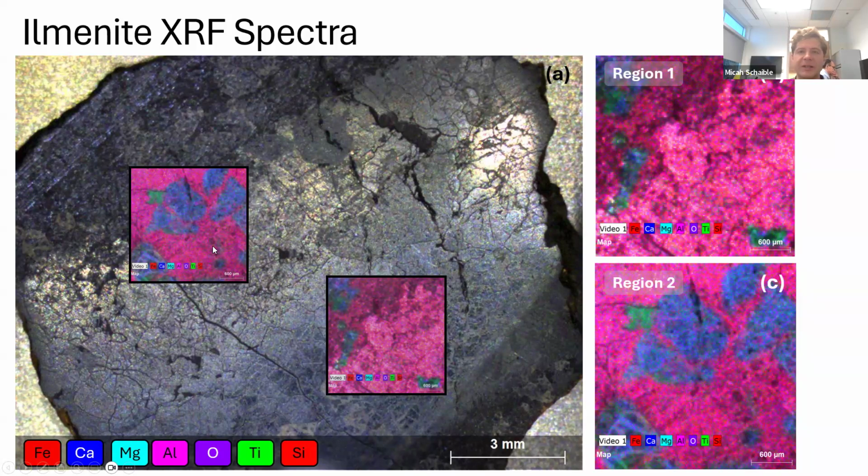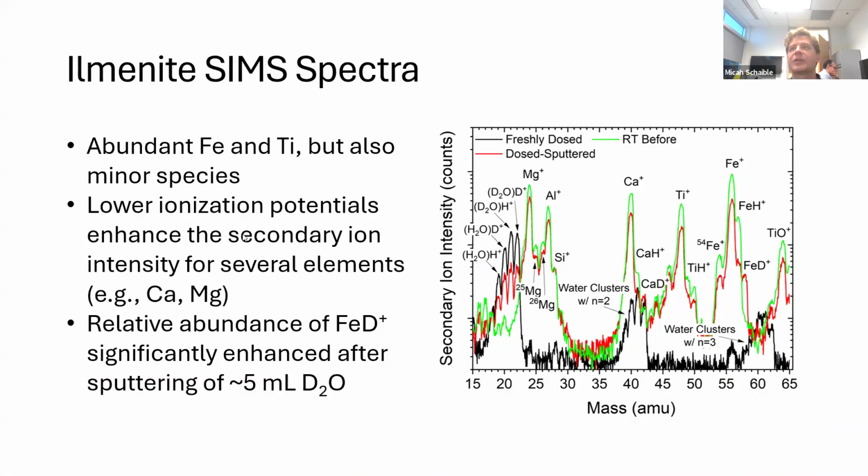And so the reason, if I just go back here real quick, that we see these minor species, so there's not a lot of magnesium or aluminum or calcium in our sample, but the reason we see them in such large abundances, which is something I'll talk about here in a minute, is because they have lower ionization potentials. And so this is getting to the fact that the secondary ion spectra are dependent on the ionization potential of the elemental species.